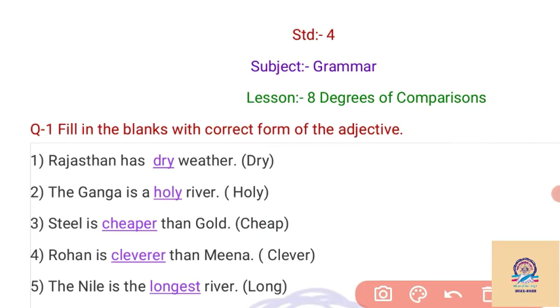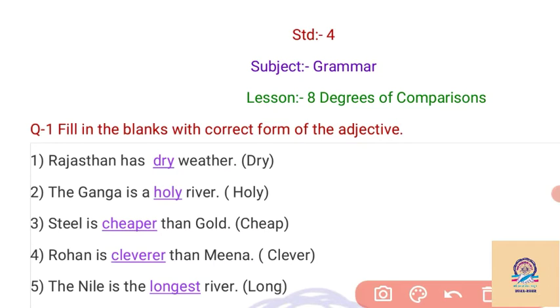So here we note that an adjective is given, and in an adjective we compare. Suppose there is no comparison, at that time we use the positive degree. When we want to compare the adjective between two nouns or two things, then we use the comparative degree. And if we want to compare one thing or one noun with many nouns or many things, at that time we use the superlative degree here.